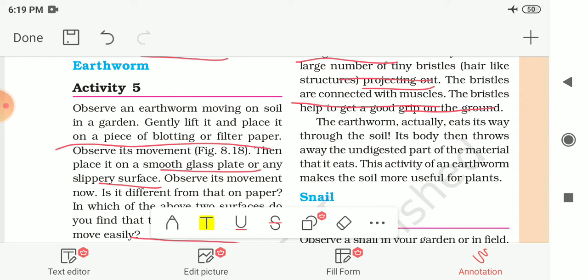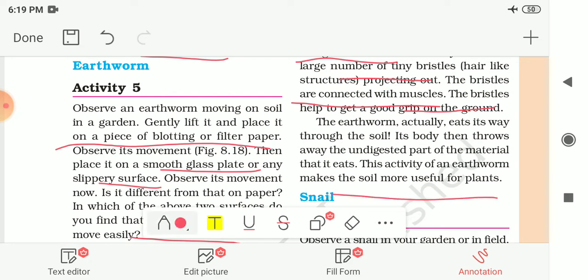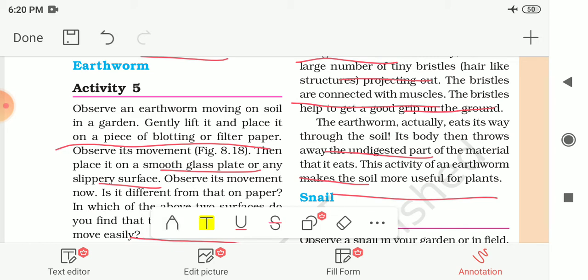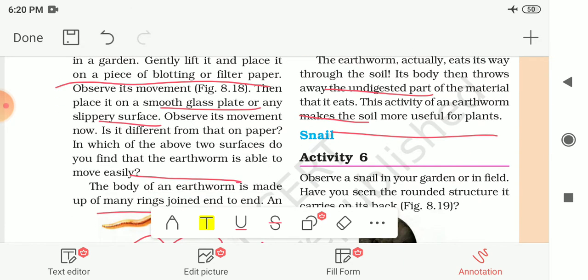Now the earthworm actually eats its way through the soil. That means the earthworm eats soil. The soil is the food for the earthworm, and its body throws away the undigested part of the material that it eats. This activity of the earthworm makes the soil more useful for the plants. That's why we can say that earthworms are friends of farmers, because by this movement they make the soil more fertile, and the exchange of air is more possible in the soil where earthworms are there.